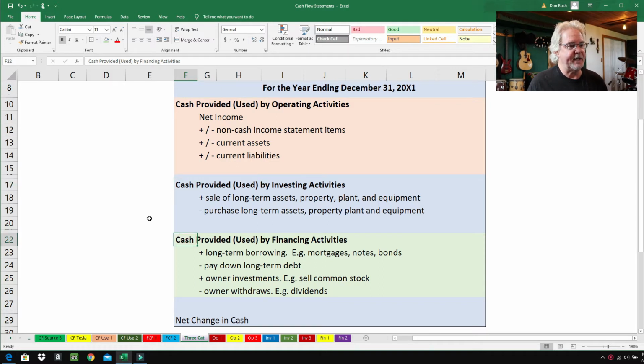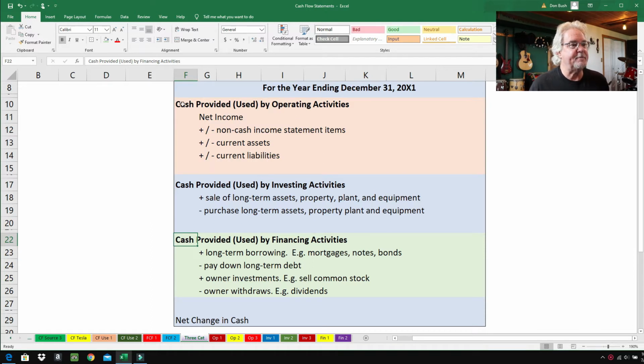So coming down to the third category, cash provided or used by financing activities. So this would be long-term debt, that is borrowing money, paying down long-term debt, and any transactions that involve owners. So this would be owner investments and owner withdrawals. So out of our 4 ways to get money and our 4 uses of money, one of them is up here in operating activities. Another one here is in investing, and the remaining 2 are here in financing activities. So here's how it all works.